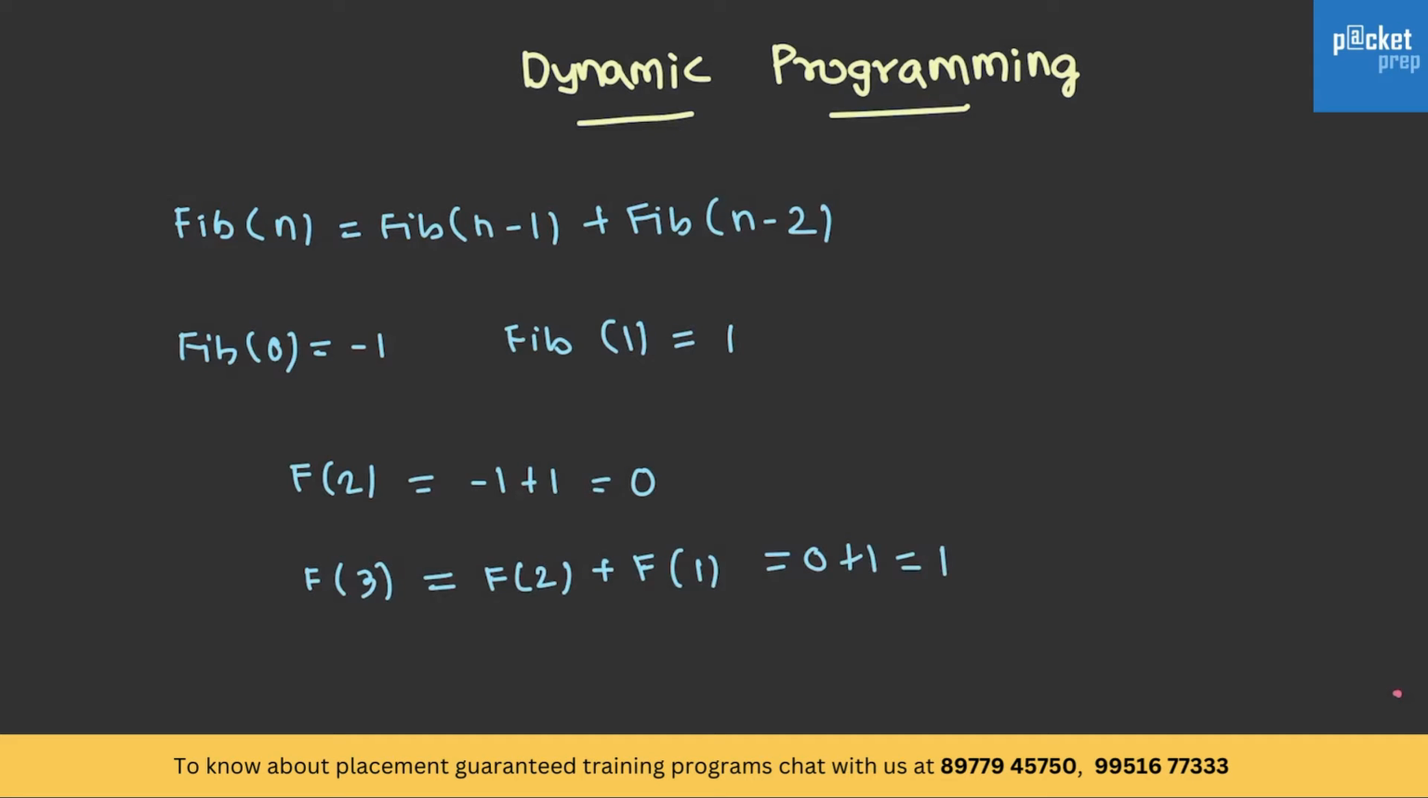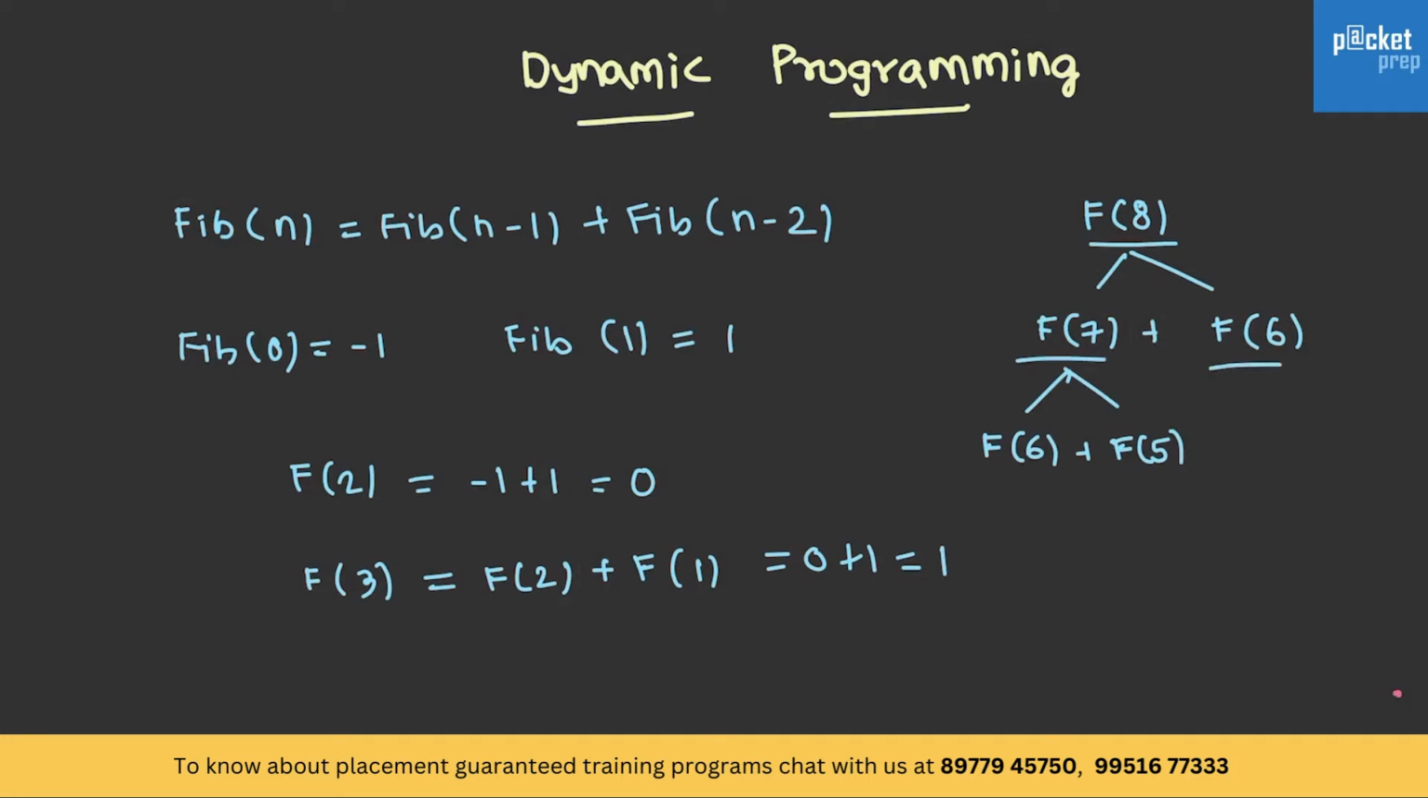If you just observe, if I want Fibonacci of 8, I can get it from Fibonacci of 7 plus Fibonacci of 6. Similarly, for 7, I can get it from Fibonacci of 6 and 5. If you observe carefully, for calculating 8, I need 7 as well as 6. For calculating 7, I need 6 as well as 5. So, if I calculate 6 over here, I need not perform all the steps which are required over here.